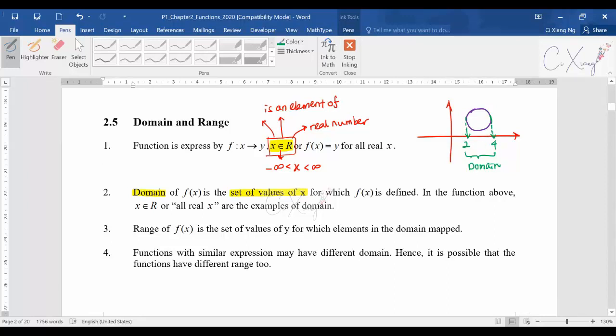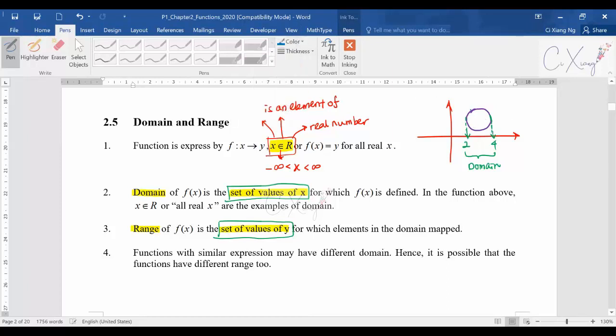Okay, and therefore here they say domain is the set of values of x. So this is why we define it as domain. Then we talk about the range. The range is the set of values of y for which the elements in the domain can be mapped. Just now domain was the value of x, so range will be the value of y.